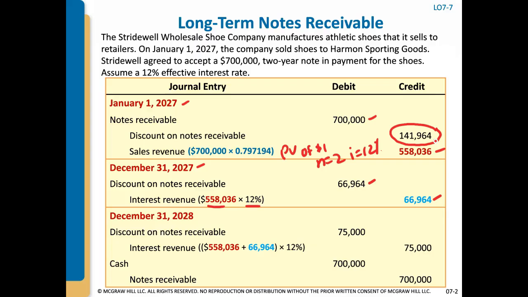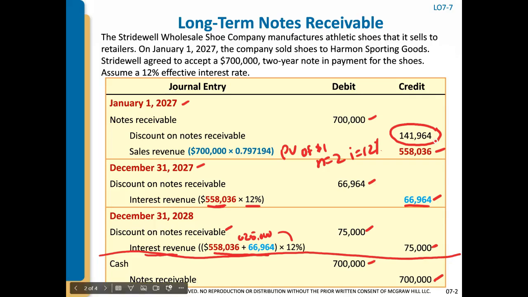And then at the end of the following year, I have to take my new net book value, which is going to be the 558 plus the previous interest revenue, which is right here, which gives me, I think it was 625,000, times the 12%, which is 75,000. So at that point, I can record interest revenue for 75,000. I amortize the discount on the notes receivable by debiting it by 75,000. And then, like I showed in the Excel file, my notes receivable balance will be $700,000, so that I can credit $700,000 and I can debit cash.